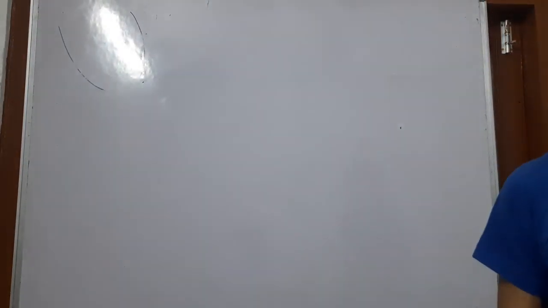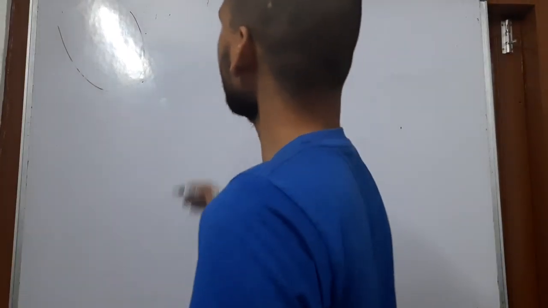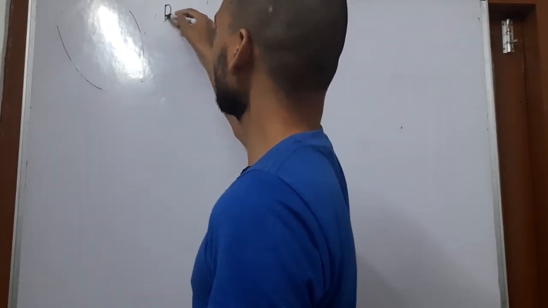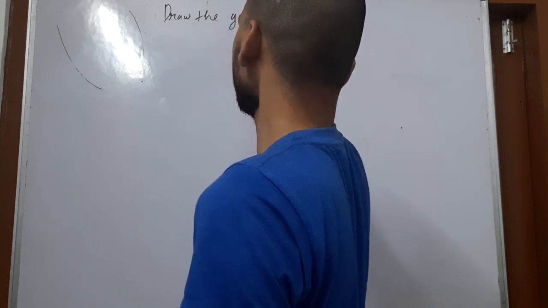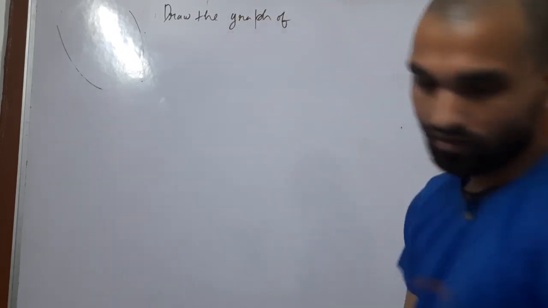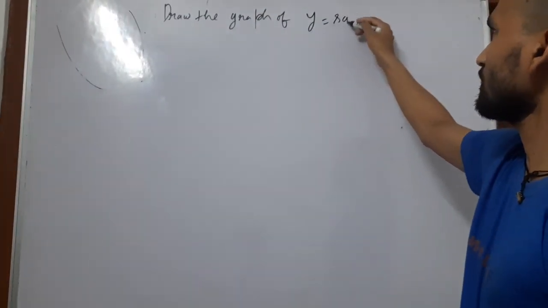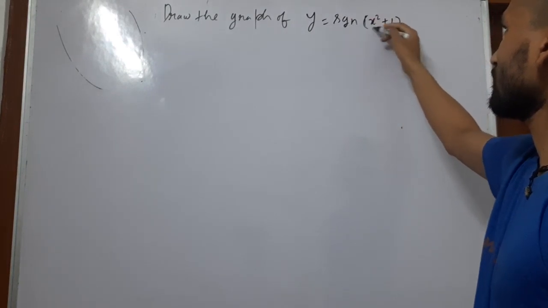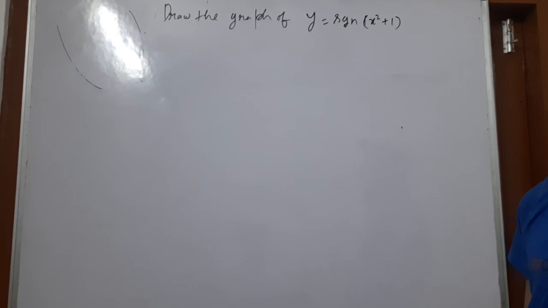Our first question is, now we are towards the drawing of the graph. Draw the graph of y equal to signum x square plus 1. We have to draw the graph of signum x square plus 1.